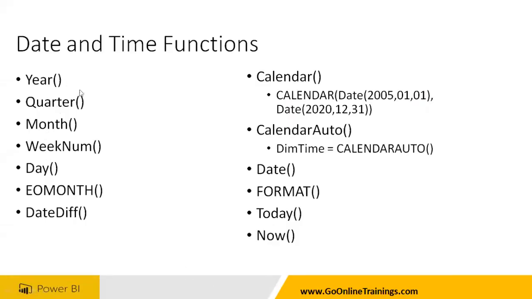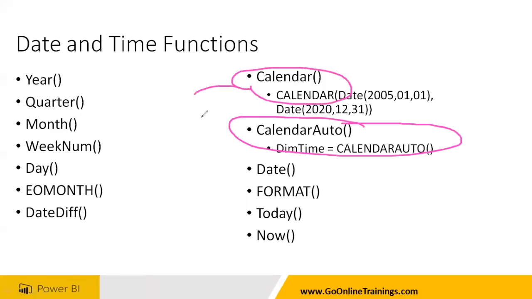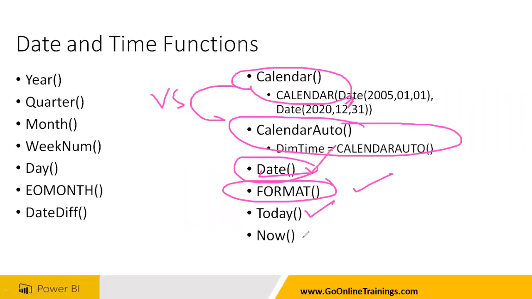We are going to be learning year number, quarter number, month, week number, day number, date diff. And tomorrow we'll talk about a few more functions. Calendar auto we'll implement tomorrow. Compulsory interview question: difference between calendar and calendar auto. And tomorrow we'll talk again about all the formats we have discussed, right? So date also we discussed. We have used date already here, but let's discuss once more, and tomorrow we'll complete.